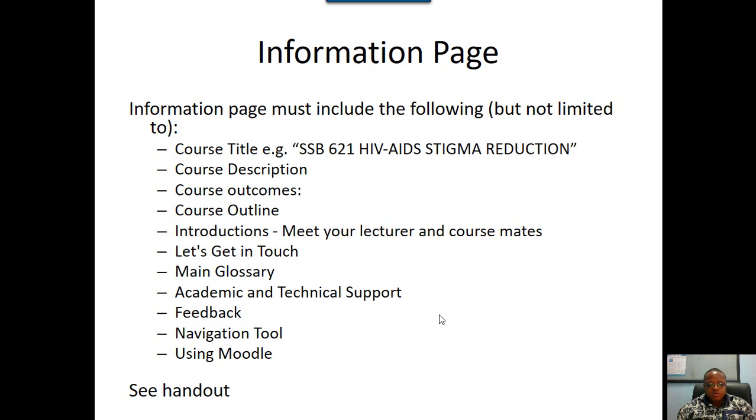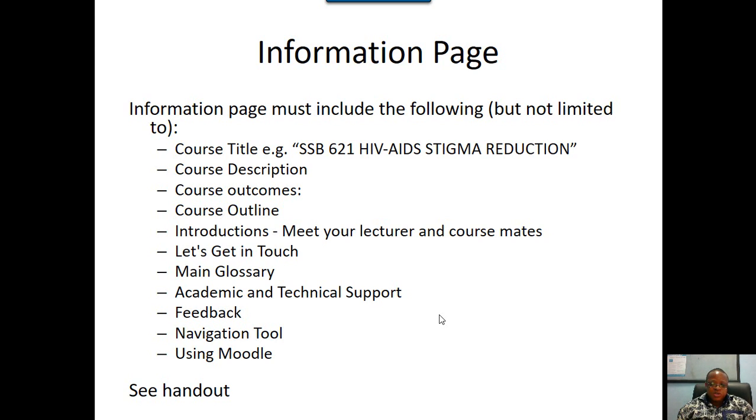If we start building it, you'll see it. Then you have the course description, course outcomes, course outline, and the introduction. This is where you try to set up a model that will help you to let your learners know you, and you also know some of them, or even all of them. In a typical traditional classroom, we normally do that. Then you can also have the "let's get in touch" section.